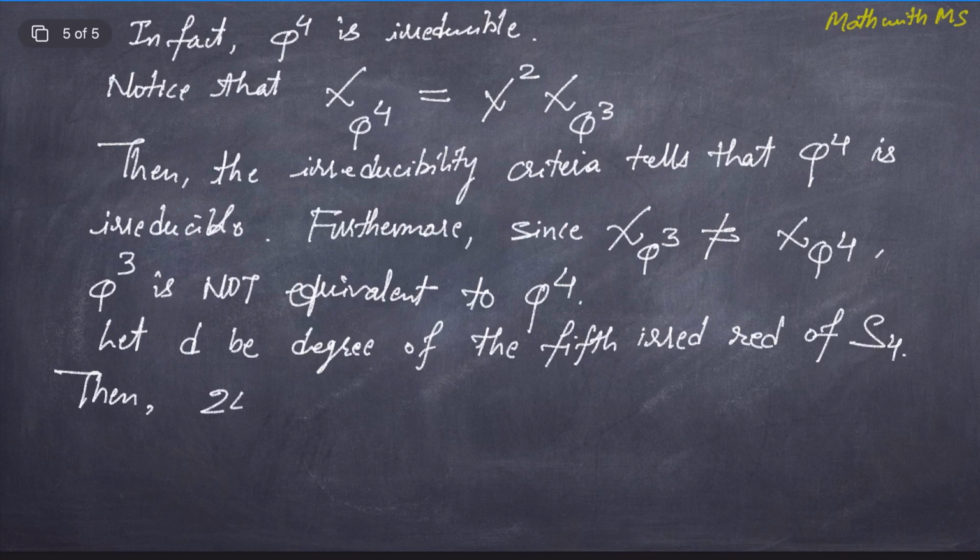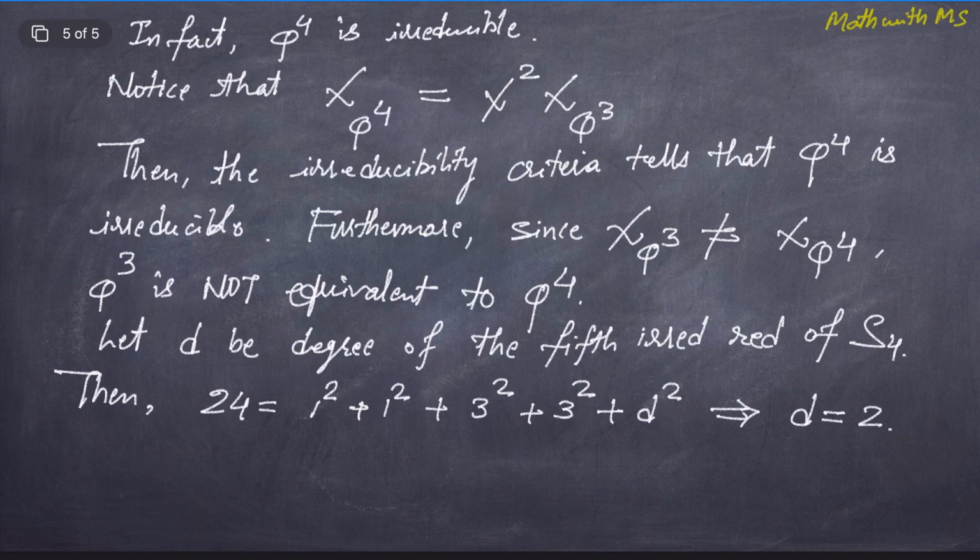Then 24 should be the same as 1 squared, that is the degree of chi 1 squared, plus 1 squared, the degree of chi 2 squared, plus 3 squared, the degree of phi 3 squared, plus 3 squared, the degree of phi 4 squared, plus let us say d squared. Okay, and this implies that d has to be 2. Alright. So therefore we need to find one degree 2 irreducible representation of S4. Since it will be of degree 2, it will certainly not be equivalent to any of the previous representations.